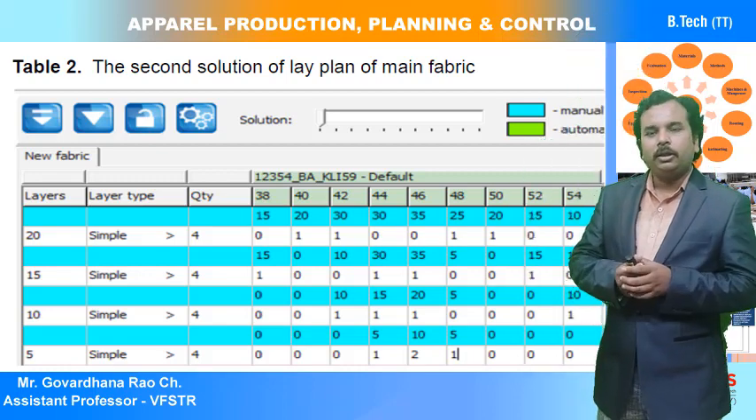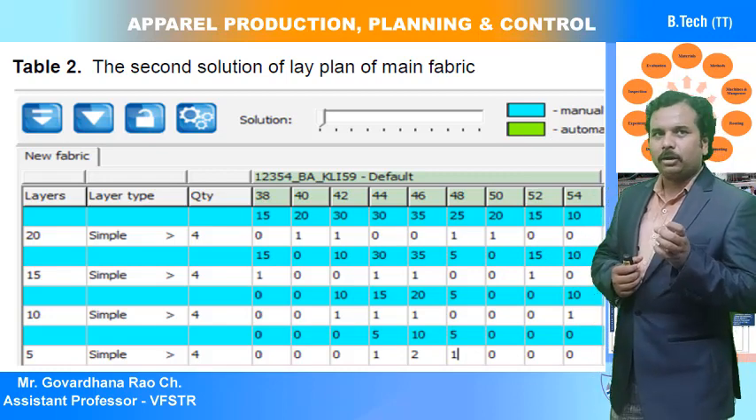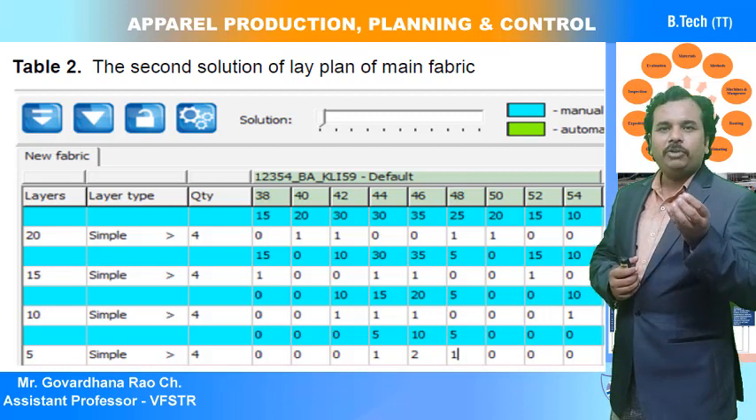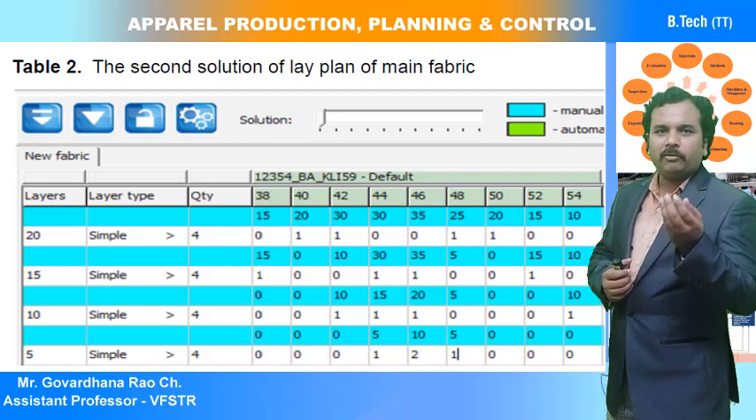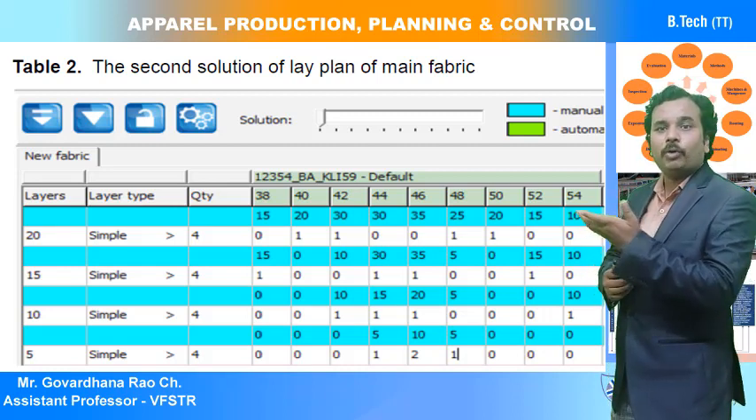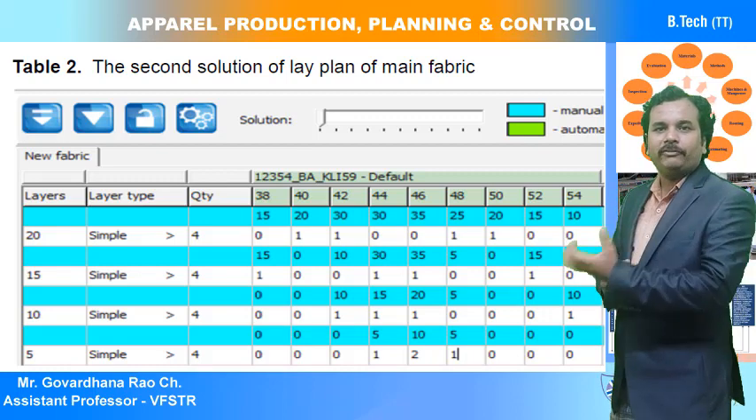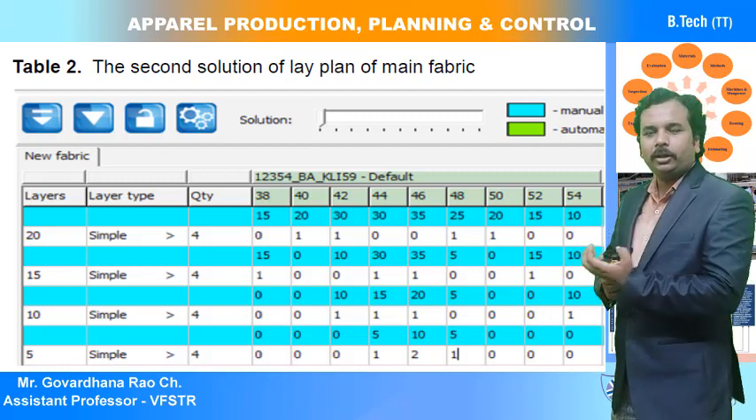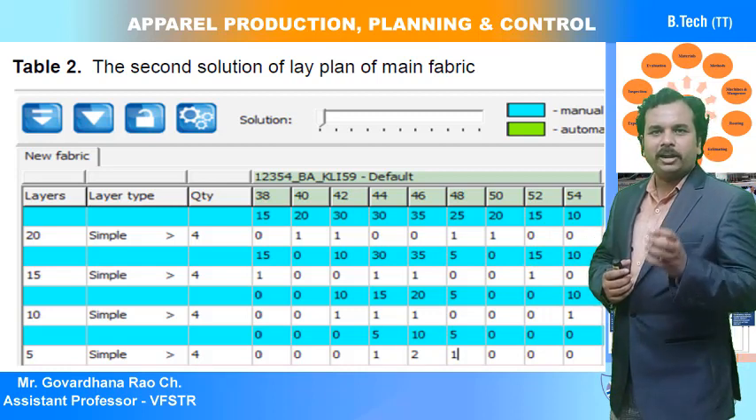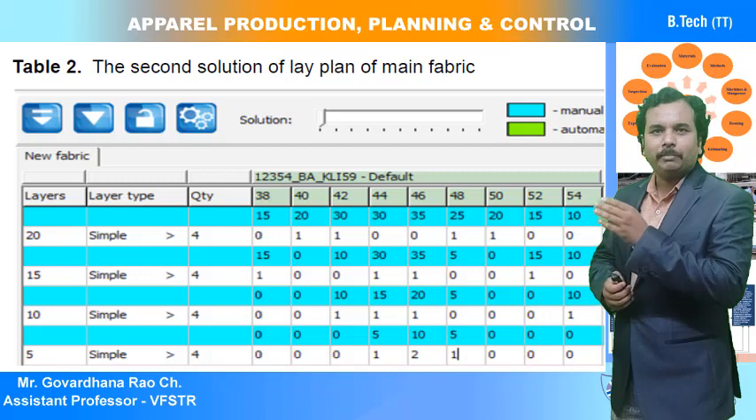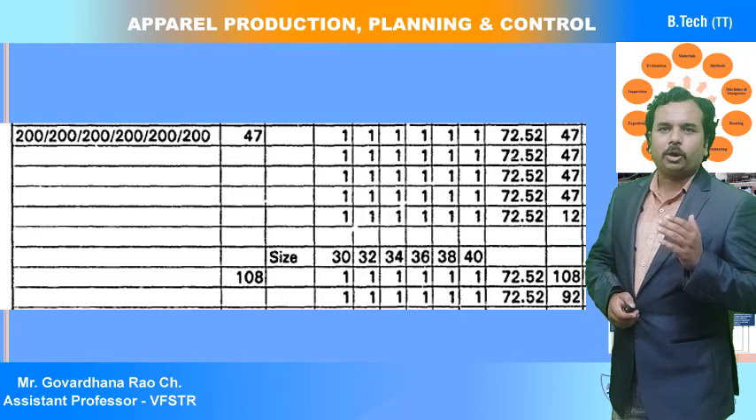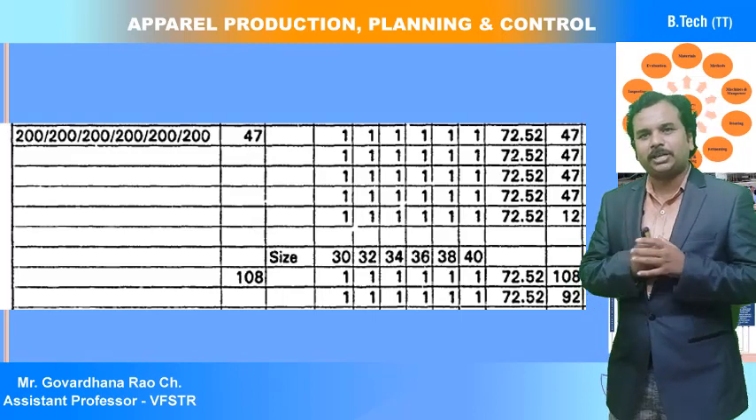So you do one thing. Here I have not given the marker. What does the marker consist of? Please identify which sizes are in marker number 1, which different sizes are in the second marker, and in the third marker, what are the different sizes of garments. Please identify and write it down by seeing this chart. So this is the second plan, and you can observe there is a third example problem.